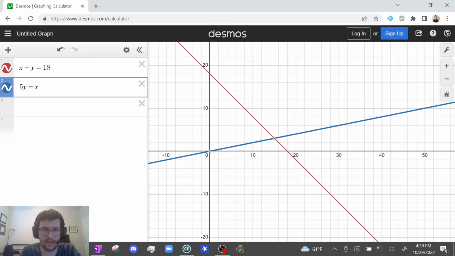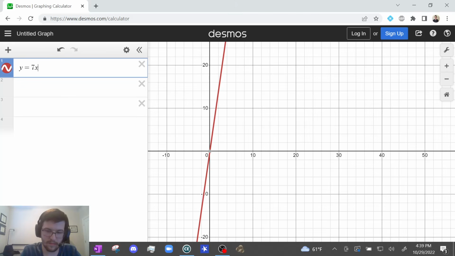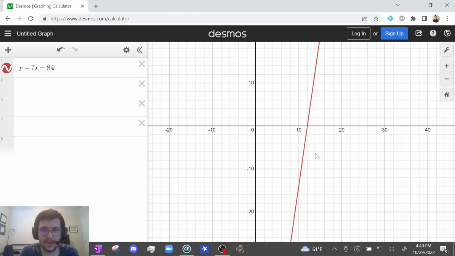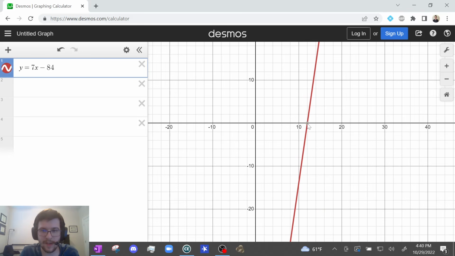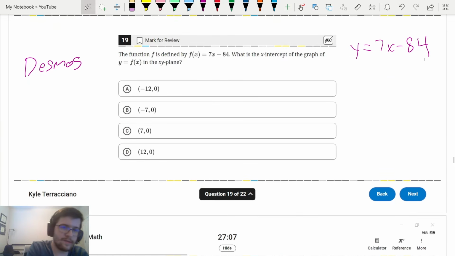Okay, and we want to find the x-intercept. So we're going to click here on the x-axis, and it's 12 comma 0. So 12 comma 0, and that is D.